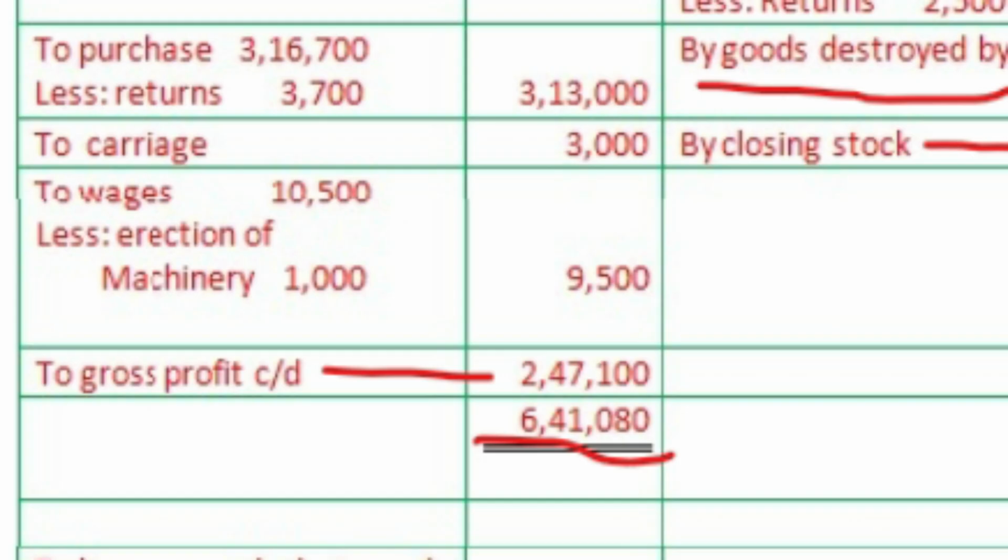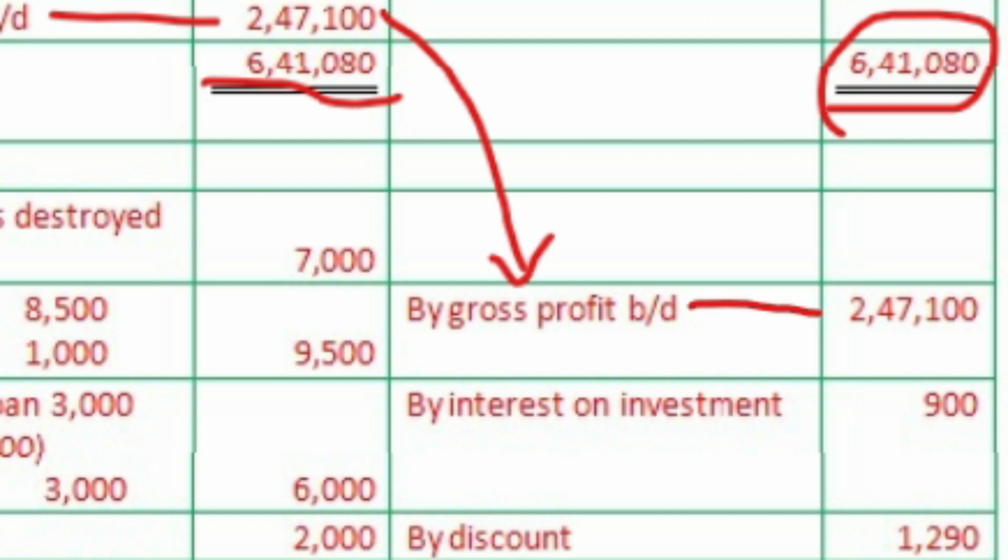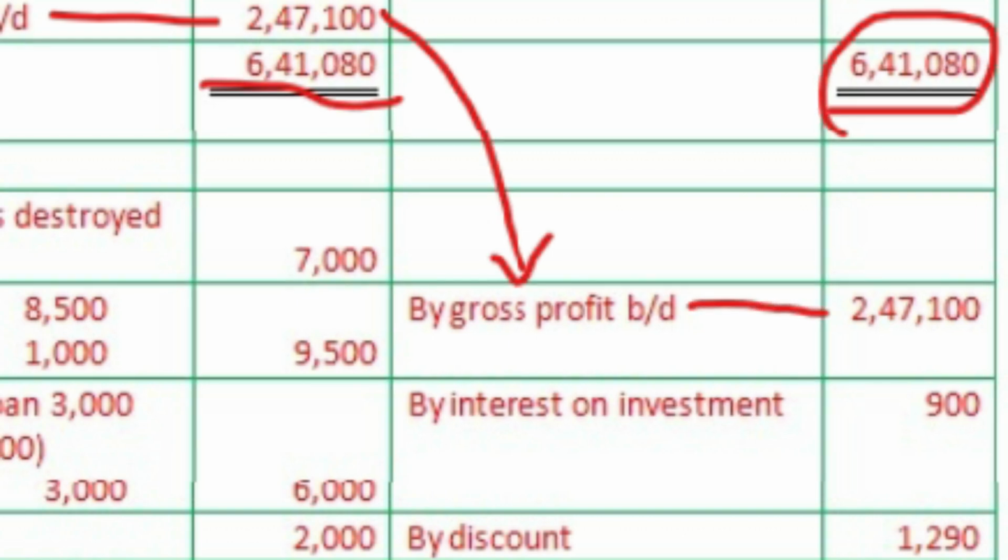The balancing figure of the trading account, the gross profit, is the difference of this, which is 2,47,100. Now the next step is the profit and loss account, and this balance of 2,47,100 is placed on the credit side of the profit and loss account.